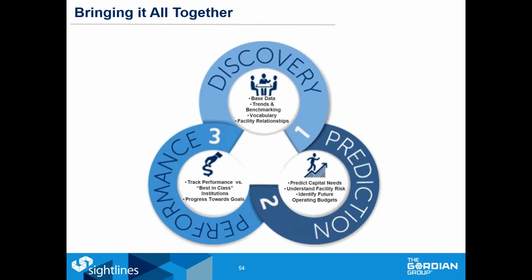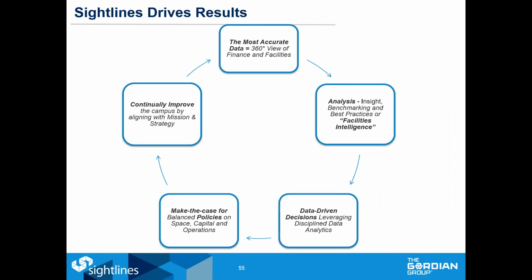So to bring it all together, we just walked through a process of discovery, prediction, and performance. The culmination of all of these three is what makes up our ROPA Plus process. Ultimately, what this does is drive results at an institution.